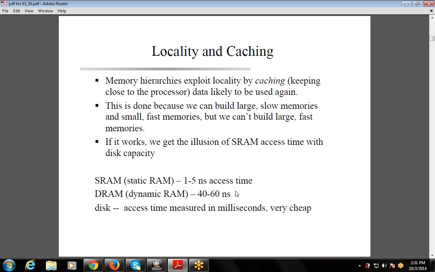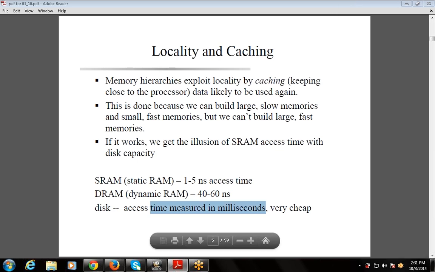This is done because we can build large slow memories and fast small memories, but we can't build large and fast memory. If it works, we get the illusion of static RAM speed, that is, the mean memory access time, with the disk capacity. So static RAM has 1 to 5 nanoseconds access time, and dynamic RAM time is 40 to 60 nanoseconds. Then what is the disk? That is an access time measured in milliseconds. That is very cheap.